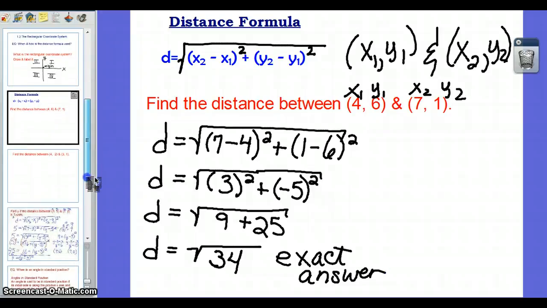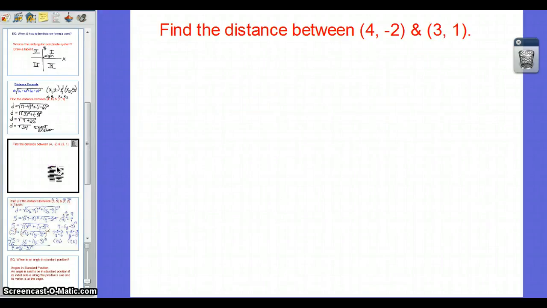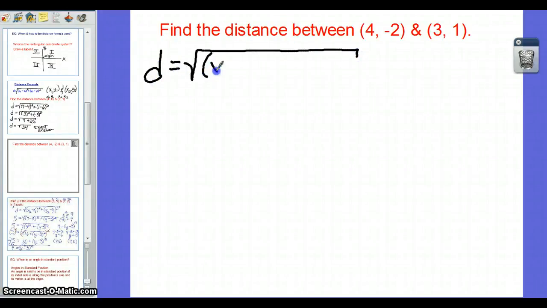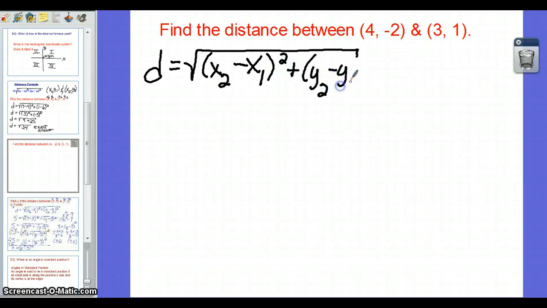Let's do one more problem. Here we're going to find the distance between the points 4, negative 2, and 3, 1. So I'll start by writing my formula first. So that's x sub 2 minus x sub 1 squared plus y sub 2 minus y sub 1 squared. Of course, that whole quantity we take the square root of. Okay, to plug in our numbers, we start with writing x1, y1 over my first set of coordinates, and x2, y2 over my second set of coordinates.